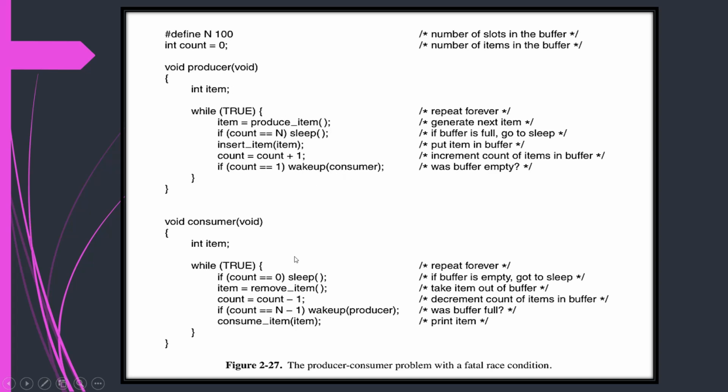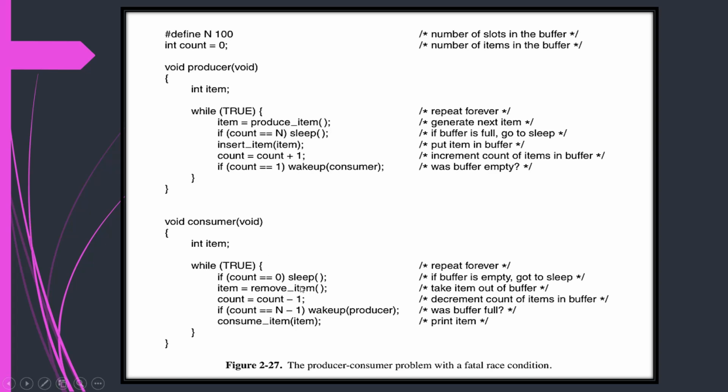Then next we can come to the consumer. The same way we are declaring the variable item, and the entire while loop will run forever. The very first thing we are going to check: if count is equal to 0, I mean no items in the buffer, definitely the consumer will be put into sleep mode. And if it is not, I mean if some items are there in the buffer, automatically it will get into remove item.